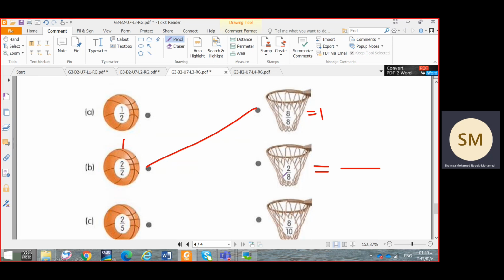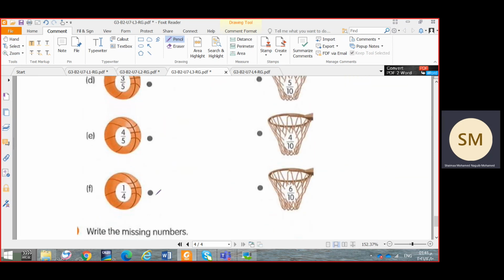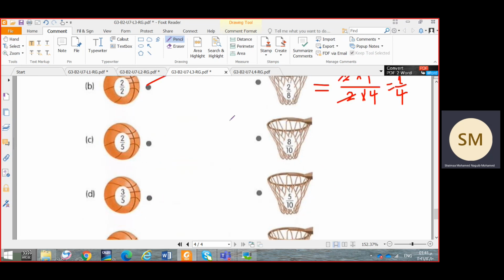I will say to myself in an easy way, 2 means what? It means 2 multiplied by 1. Okay, what about 8? It will be 2 multiplied by 4. What do you notice about that? 2 is repeated at the top and the bottom, so I will erase it. The remainder with me is 1 over 4, so the result will be 1 over 4. Let's search for 1 over 4. It's here, so I will match it with 2 over 8 like this.